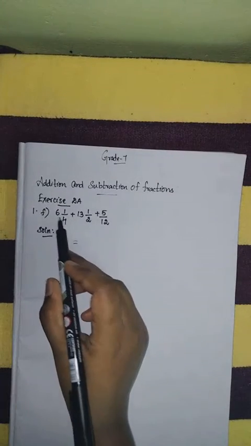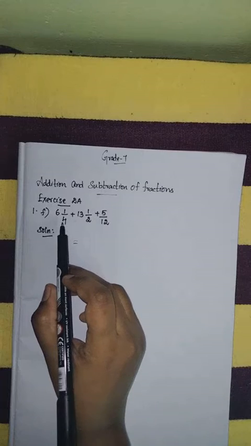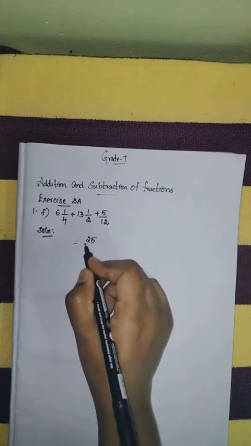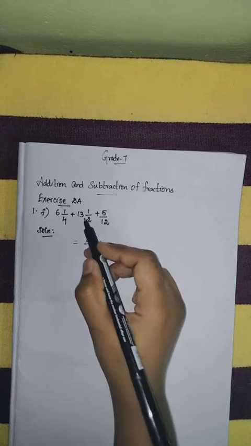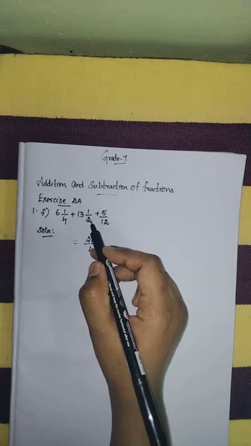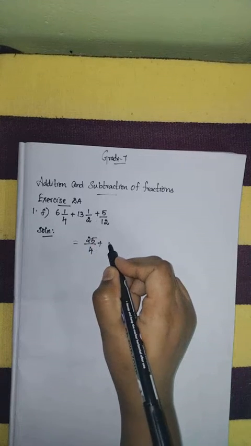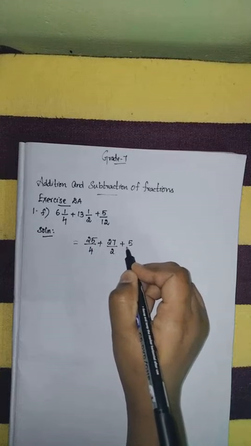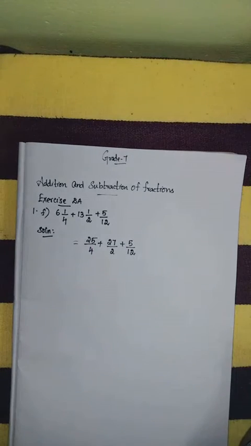So 6 fours are, what is 6 fours? Yes, very good, 24. 24 plus 1, 25 by 4, plus 13 into 2. 13 into 2 is 26, 26 plus 1, 27. So 27 by 2 plus 5 by 12. So first convert all the mixed fractions into improper fractions. Clear?